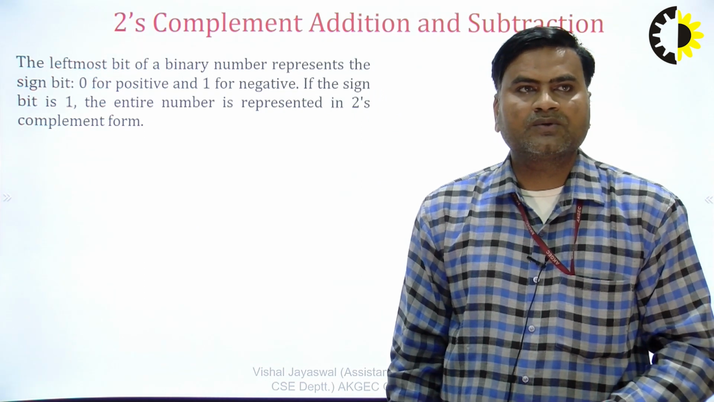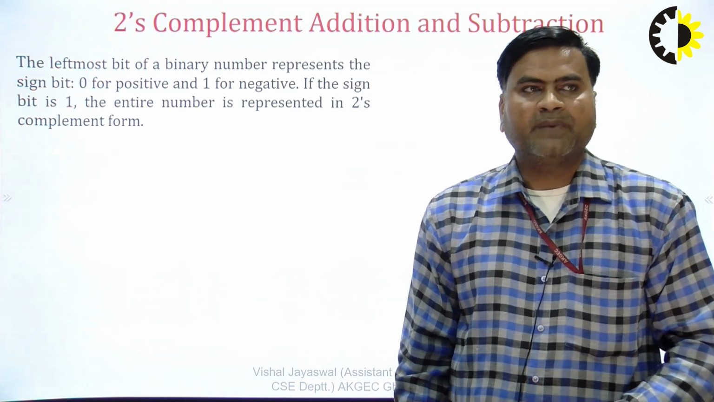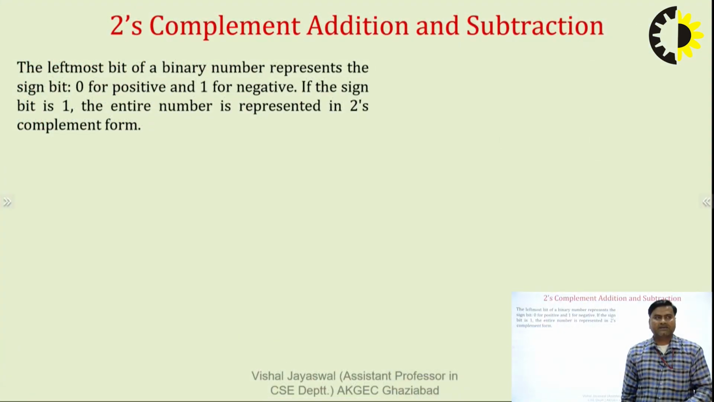If we talk about 2's complement, addition and subtraction, the leftmost bit of a binary number represents the sign bit, which means 0 for positive and 1 for negative. If the sign bit is 1, the entire number is represented in 2's complement form. We take the 2's complement of the negative number only. We don't take the 2's complement of a positive number. This is the important thing about the 2's complement.